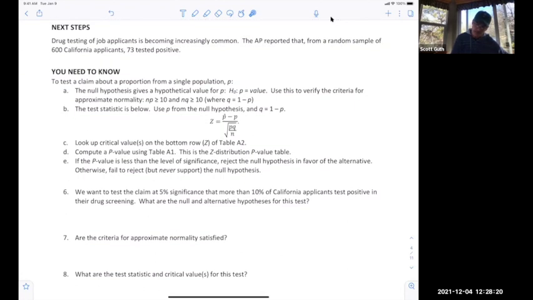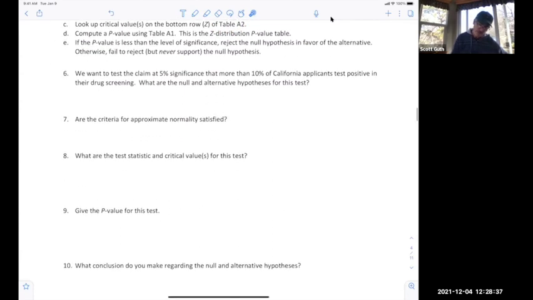This one, we're going to have a null hypothesis that says that P is equal to some number. And we're going to use that to verify the criteria that NP is at least 10, NQ is at least 10, and then do this Z statistic, and then we'll go from there. Okay, so we'll go ahead and jump on in here.